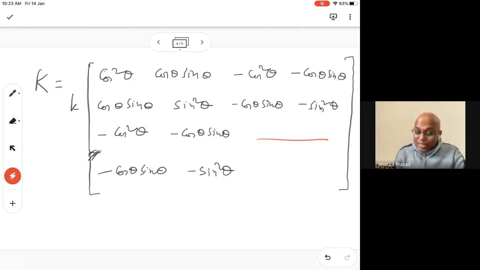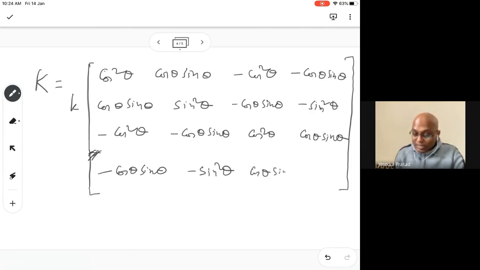Now we can complete here. No need to do two more experiments. You know that this will be opposite of that, and this will be opposite of that. So we just finish it like that. This becomes cos square theta. This becomes cos theta sine theta. This becomes cos theta sine theta, and this becomes sine square theta.